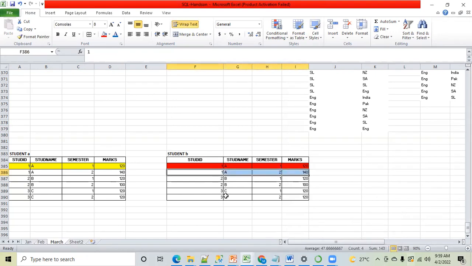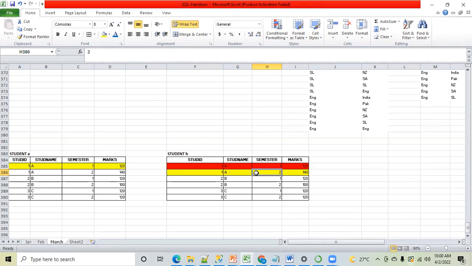Then shall I compare with this record? Yes. Why? Because it's semester 2. We are comparing semester 1 to semester 2. Correct. So you will compare semester 1 marks with semester 2 marks.